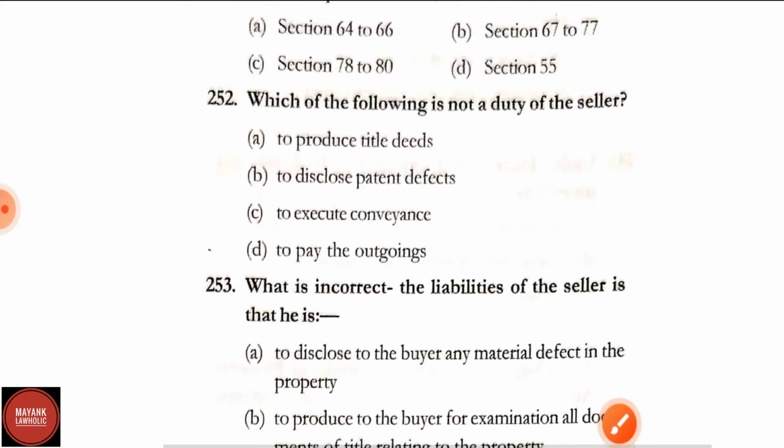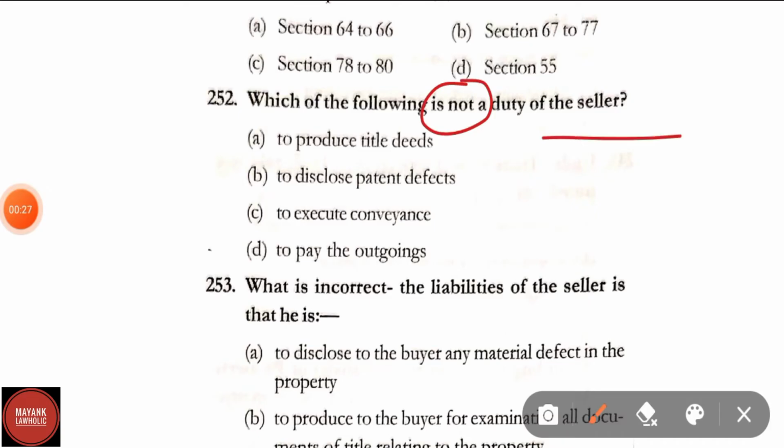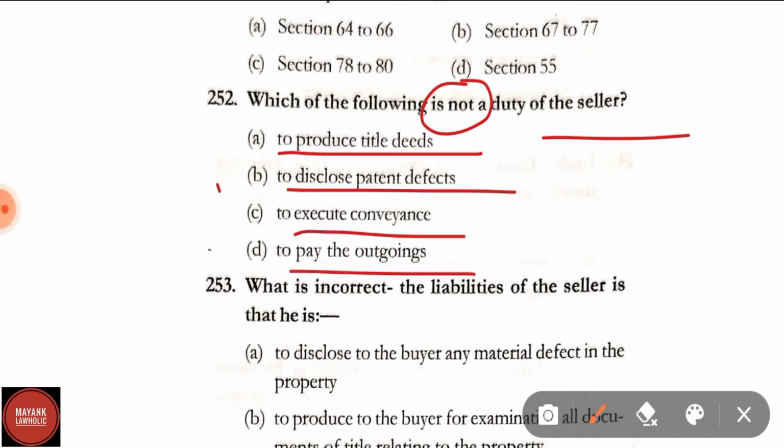Question number 252. Which of the following is not a duty of the seller? Options are to produce title deeds, to disclose patent defects, to execute conveyance, to pay the outgoings. Correct answer is option B, that is to disclose patent defects is not the duty of seller.